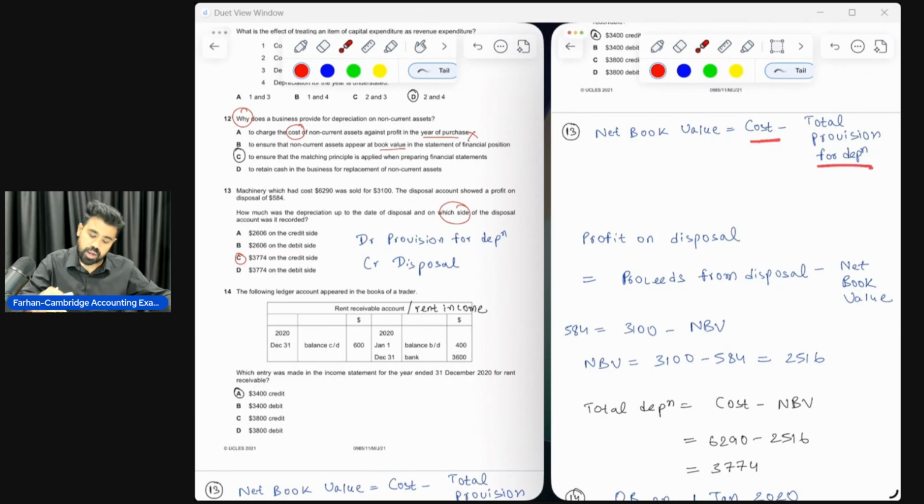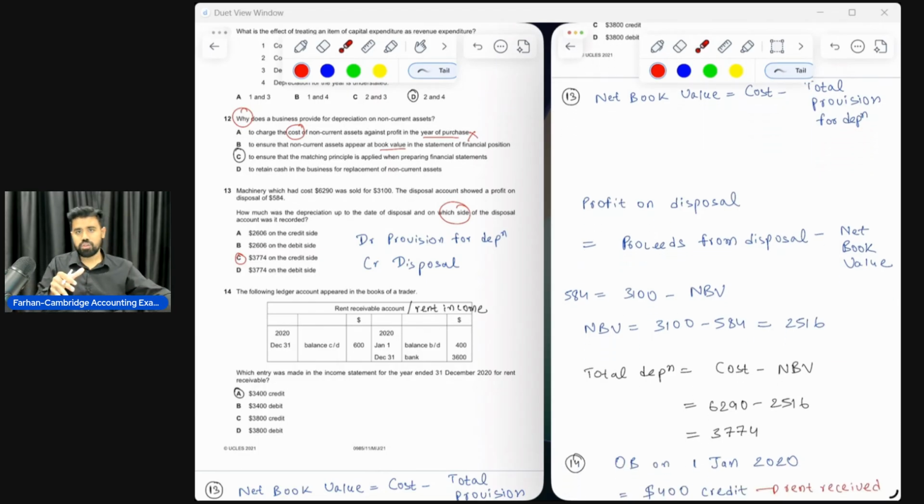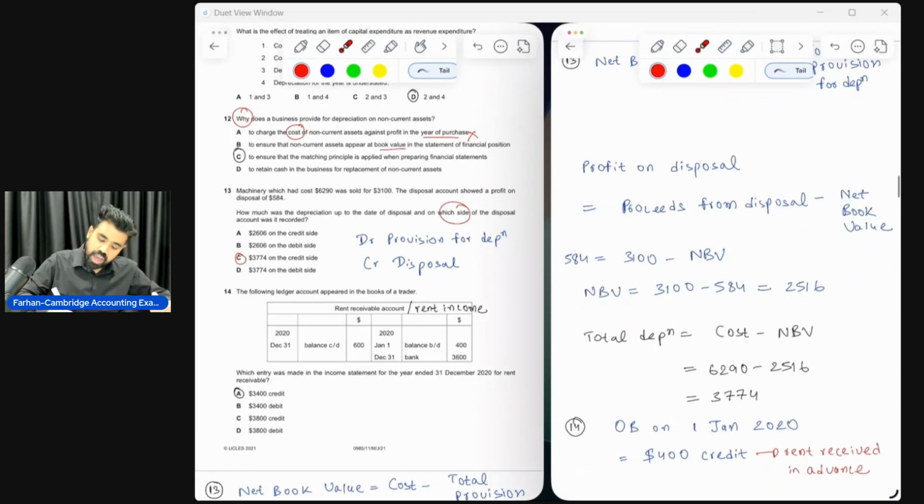Okay? Now, profit on disposal. When can we have a profit on disposal? When the proceeds from disposal, which is the money that we receive by selling the asset, surpasses the net book value of the asset. All right. So here you can see we have an equation. Profit on disposal can be calculated as the difference between the money that we receive by selling the asset, which is referring to the proceeds from disposal, and the net book value.